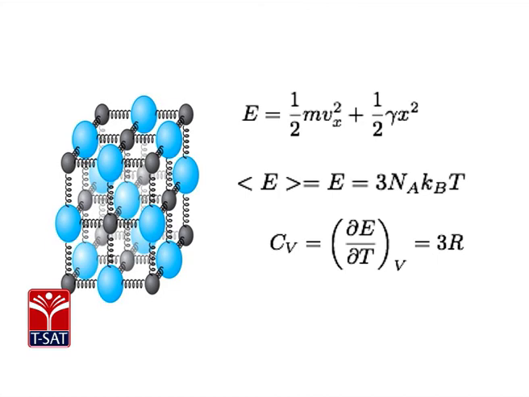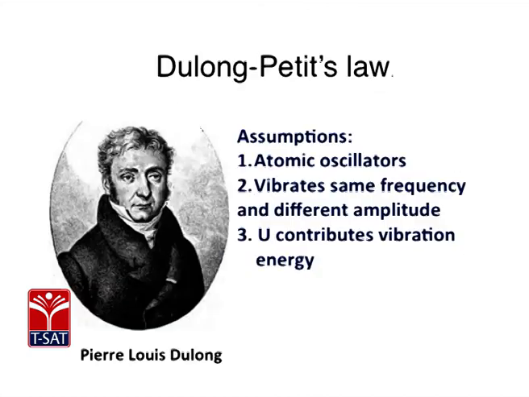Cv is equal to ∂E/∂T, that happens to be 3R. Now what is happening? These atoms will be vibrating. When they are vibrating, they will have vibrational energy, and hence Dulong and Petit introduced the idea of atomic oscillators, vibrating with the same frequency but different amplitudes. The internal energy U contributes to the vibrational energy. This is the photo of Pierre-Louis Dulong.